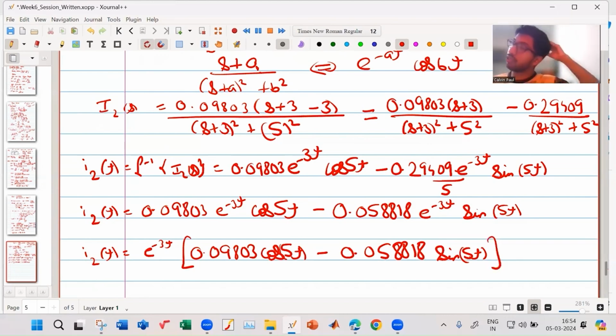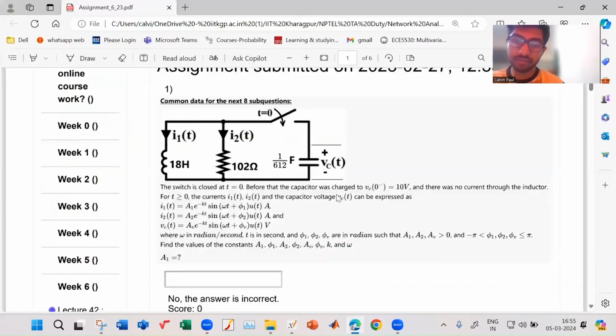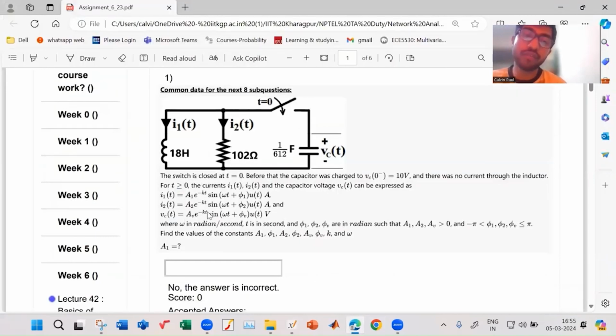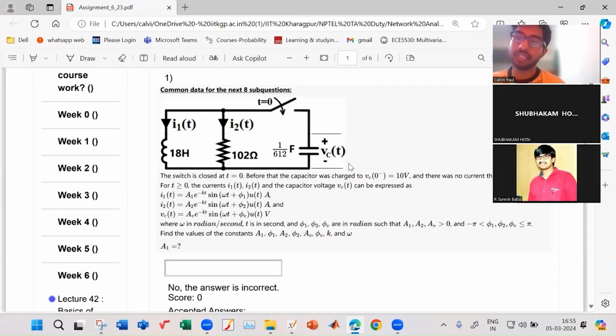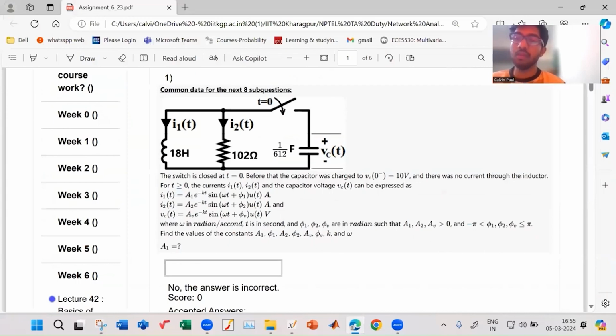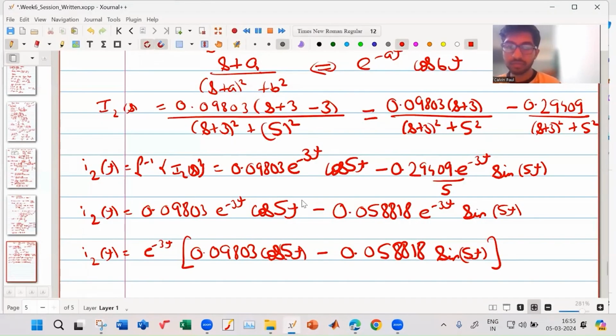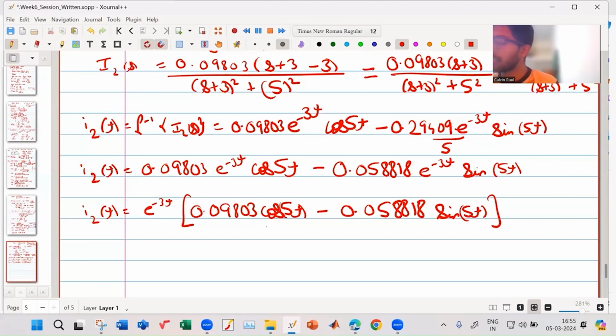Okay, so have we found a solution? Yes, we have found a solution in one form, but in our question, they want the solution to be in the form of sine. So what do we do is, we have to convert this cos into sine. So how can we do that?